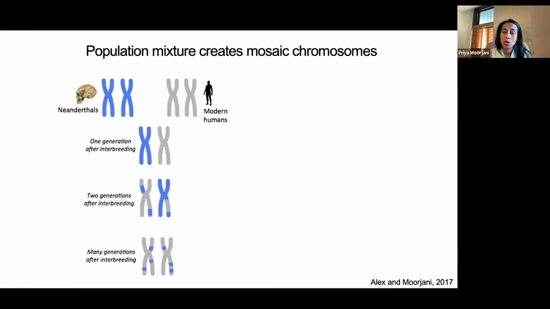But what happens in the next few generations is that in the formation of egg and sperm, there are crossovers that occur between our parental genomes. And so now there would be mixing of these two genomes, and then there would be a bit of Neanderthal ancestry on the modern human chromosome, and a bit of the modern human ancestry in Neanderthal chromosomes. And this process would repeat in every generation, and then there would be more and more crossovers, such that these bits of Neanderthal ancestry become smaller and smaller.